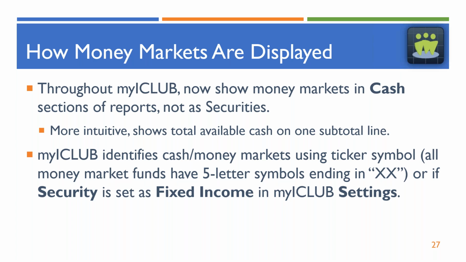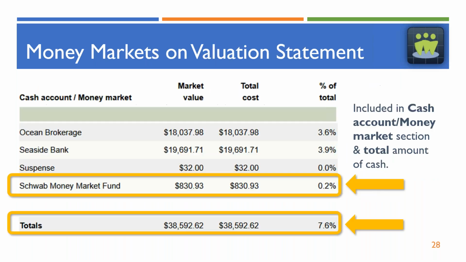so that the system will attempt to auto-identify anything that has a 5-letter ticker symbol that ends in XX. But again, just in case, as I mentioned a second ago, on the security settings screen mark it as fixed income. And what you'll get, if you've got a money market, you've seen this already, is that it'll show up on the valuation in the same section as your brokerage suspense, and if you've got one set up, a bank account.